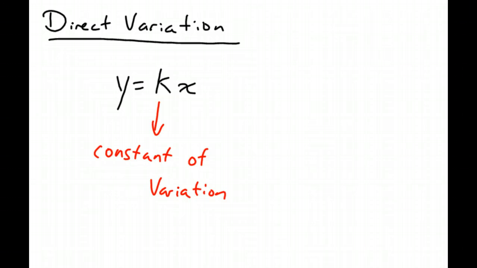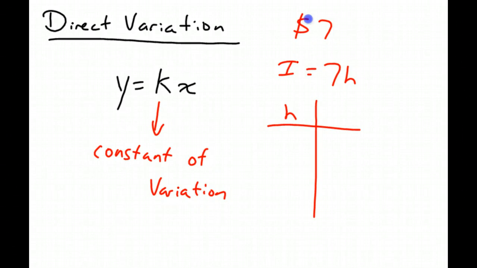Basically this can also be seen when you're making money. If you have a job that pays you $7 an hour, then how much income you have will depend on how many hours you work times 7. So if you work 1 hour you'll make $7. If you work 2 you'll make 14. If you work 3 you'll make 21, right? And they'll keep going. It is a direct relationship between the two numbers, or between the two variables really.